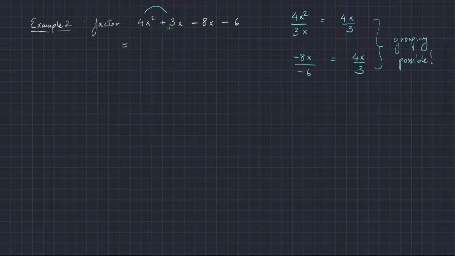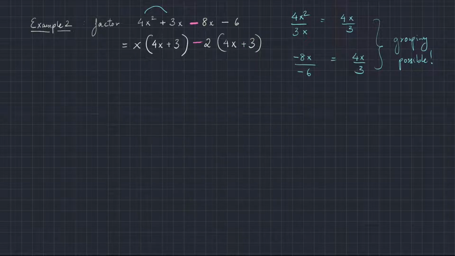We need to find the greatest common factor between these two terms, and that is simply x. When you factor out an x from 4x squared and 3x, we just get 4x plus 3. Remember, whenever there's a negative sign in the middle, we factor out a negative number from the second group. So factoring out a negative number from 8x minus 6, that would be negative 2. And again, we expect to get the same factor over here. Negative 8x divided by negative 2 gives 4x. And negative 6 divided by negative 2 gives positive 3.